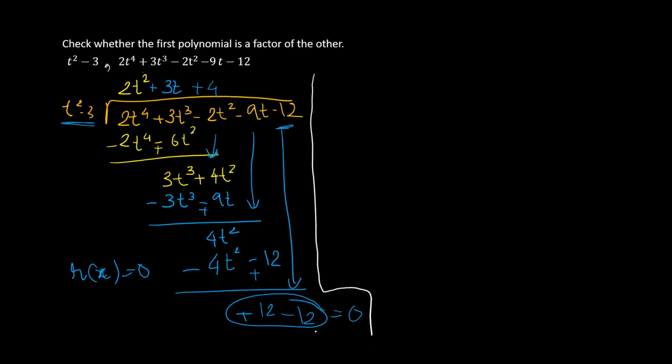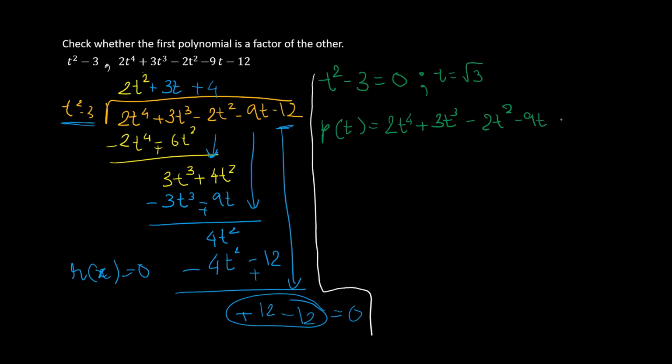I'll make a line here. Here we'll be taking the value of t as the value when we solve it, when we put t square minus 3 equal to 0. So then, if we take this 3 there, we'll get plus 3, then t will be under root 3, right? Now we have our p of t. We have p of t as 2t power 4 plus 3t cube minus 2t square minus 9t minus 12. Writing this properly.